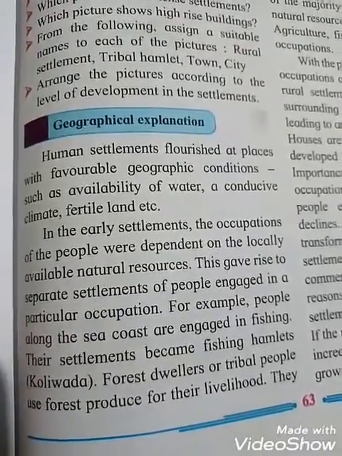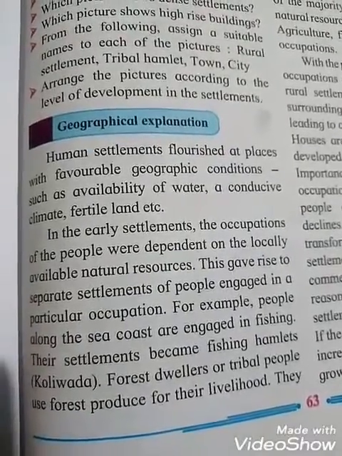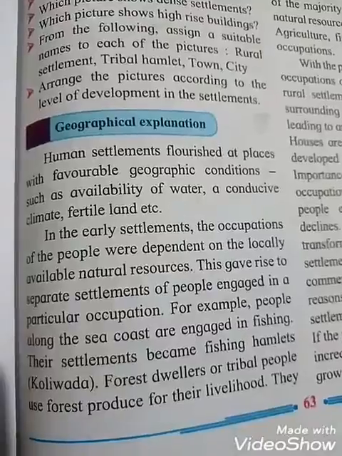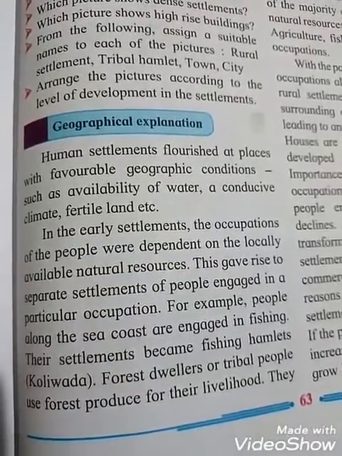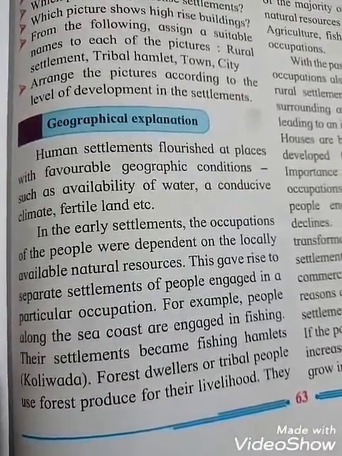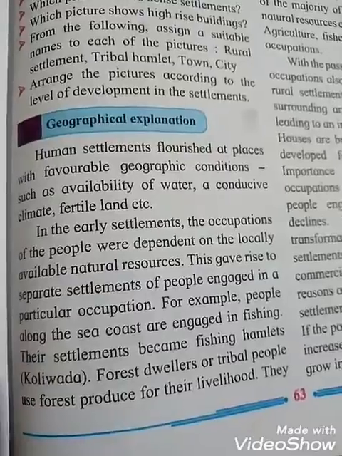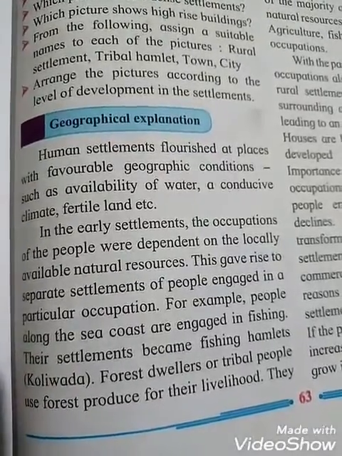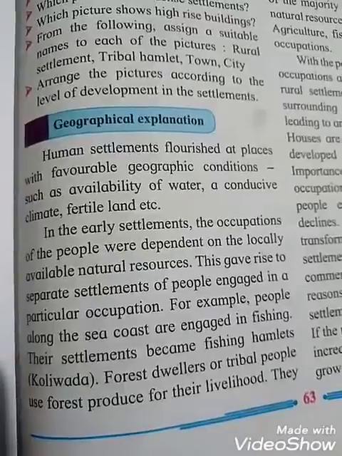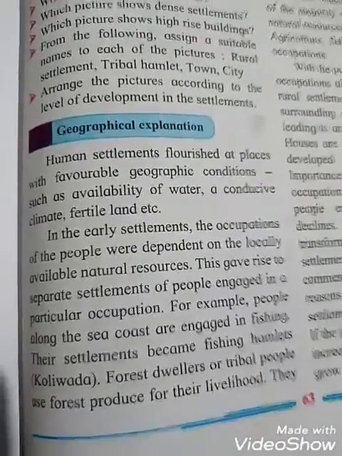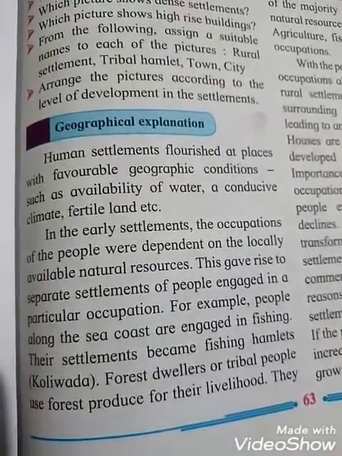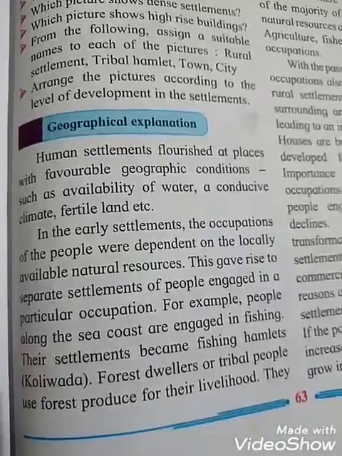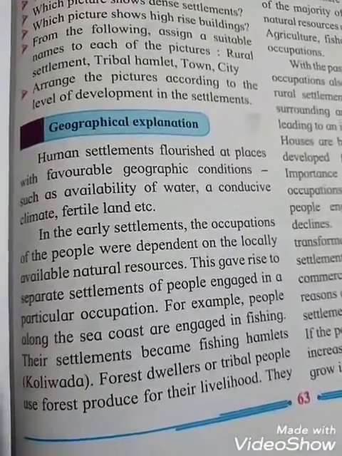This gave rise to separate settlements of people engaged in a particular occupation. For example, people along the sea coast are engaged in fishing. The settlements become fishing hamlets, that is Koliwada. Let me see, students. That means in the early settlements, the occupations of the people were dependent on the locally available natural resources, and because of that, this gave rise to separate settlements of people engaged in a particular occupation.